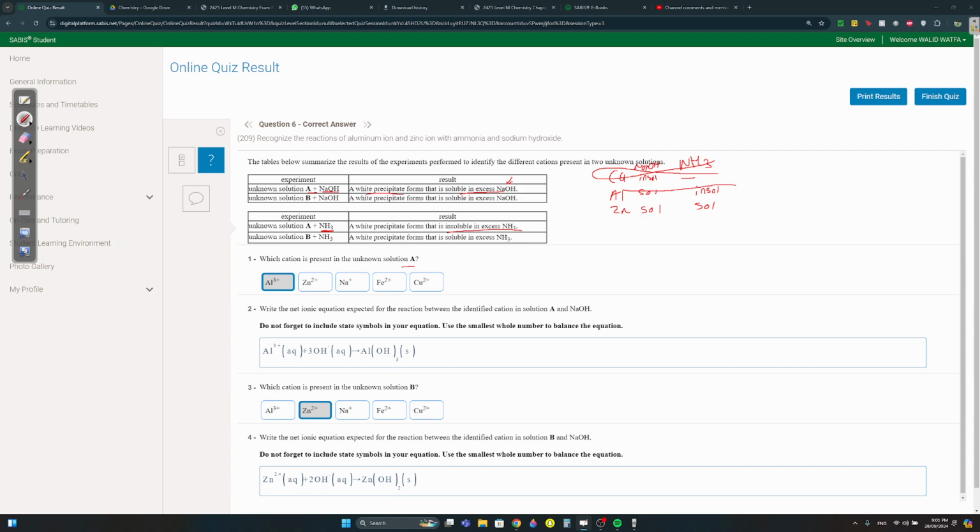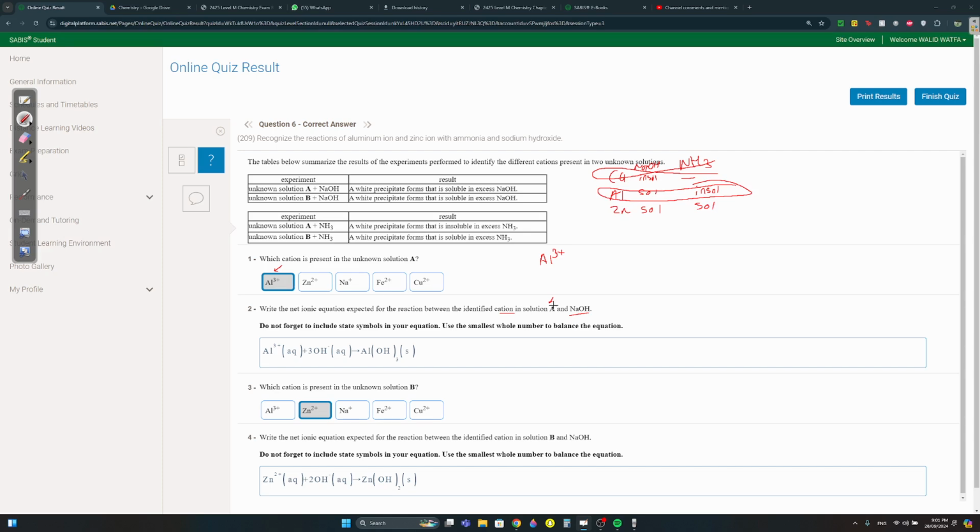So which one is it going to be? It's going to be Al, right? So it's going to be aluminum. Okay. Write a net ionic equation expected for the reaction between the cation in solution A, so Al3 plus, and NaOH. We know we're mixing Al3 plus with NaOH.